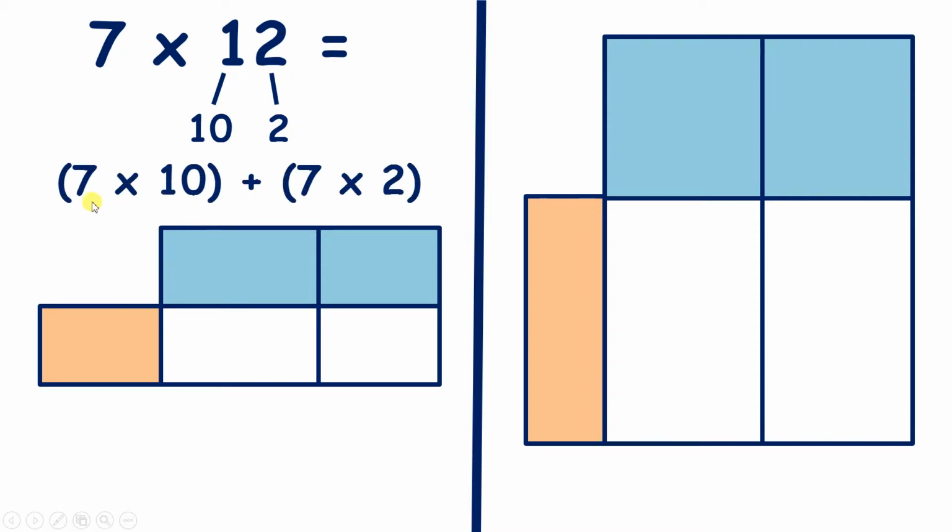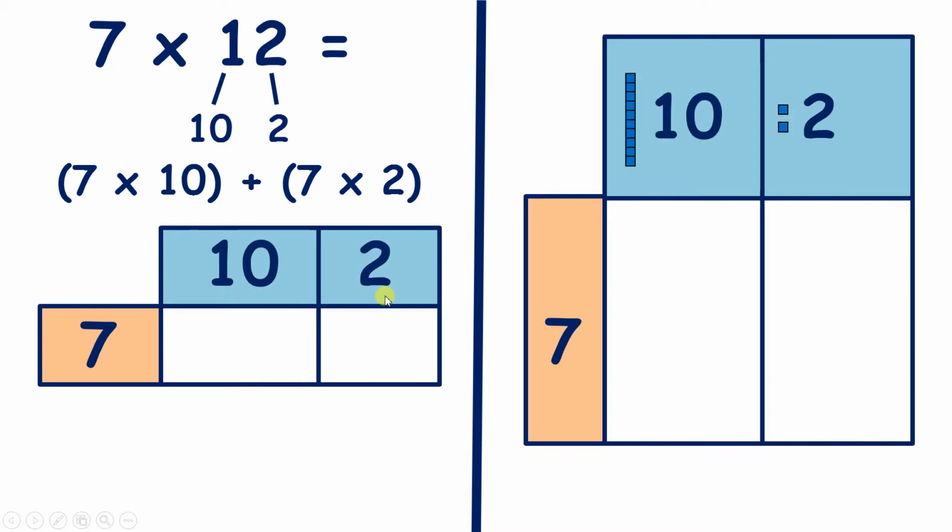So we can show what we're doing with brackets, and you always do what's in the brackets first. So we find 7 times 10, then we find 7 times 2, and then we add up our answers to find 7 times 12. So with the grid method, we can write our single digit number at the side, and then, because we've partitioned 12 into 10 and 2, we can write 10 and 2 at the top of our grid.